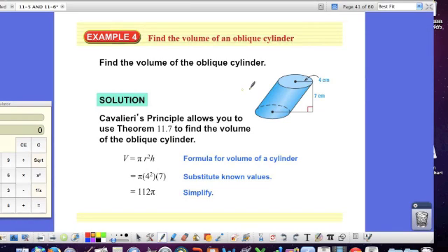Now this will be the first time you deal with an oblique three-dimensional object. With a right cylinder, which we've always dealt with, the center of the base and the center of the top base would form a line that is perpendicular with the base. In this case, it's tipped, but Cavalieri's principle allows you to use the same formulas to find the volume of the oblique cylinder. We can still find that the radius is 4, so the radius squared, 4 times 4 is 16, times 7 is going to be 112 pi.